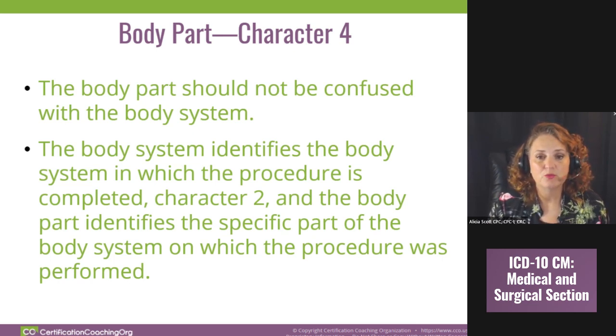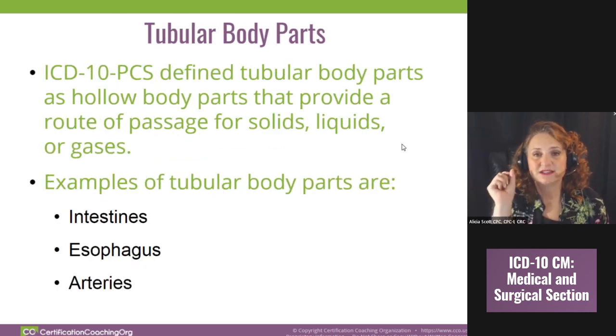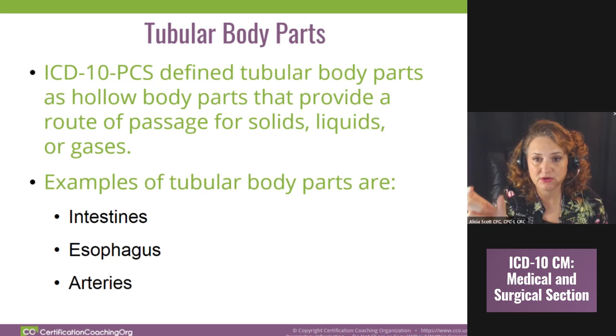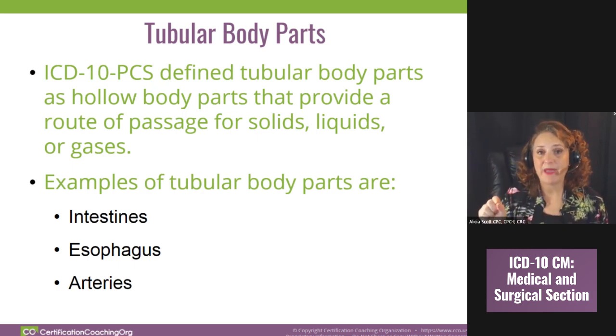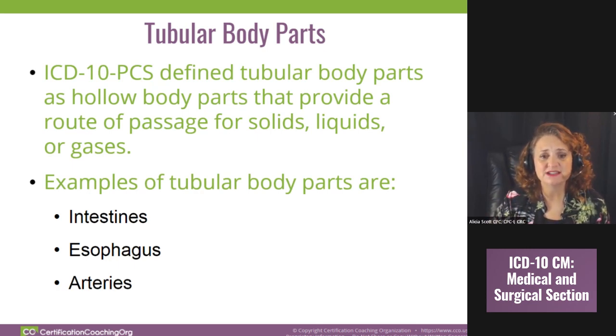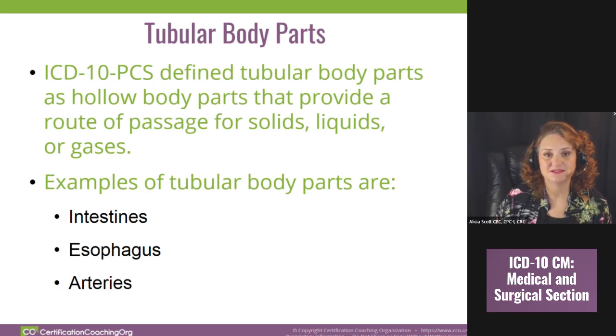For a body part, there often is going to be very high specificity. Thus, again, we need to be able to recognize the terminology and the verbiage that's used. Let's give you an example of that specificity. Tubular body parts. Well, think of a lumen, all right? So that would be the medical term, but they've kind of called it a tubular body part. The definition is stating that it is hollow and it provides a route of passage for a solid, liquid, or gas, a tubular body part. Examples: the intestines, the esophagus, the arteries, okay, and the veins, things like that.